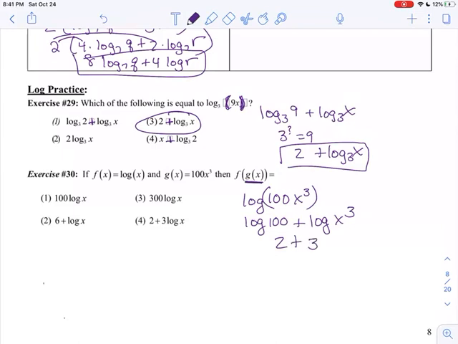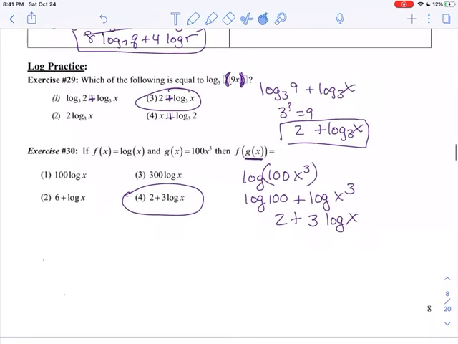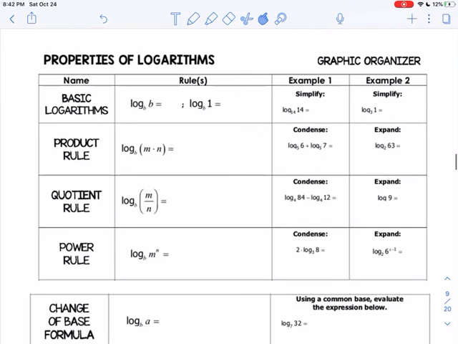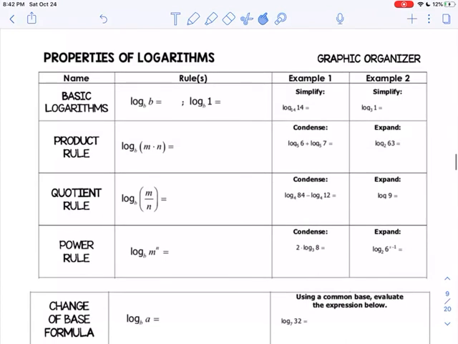Okay, and log of 100, that's base 10. So basically that's saying log base 10 of 100, that's equal to 2. I'm going to take this 3 and move it out in front. 3 log of x. Okay, and there I go. Choice 4. And I just have a little summary on the next page.